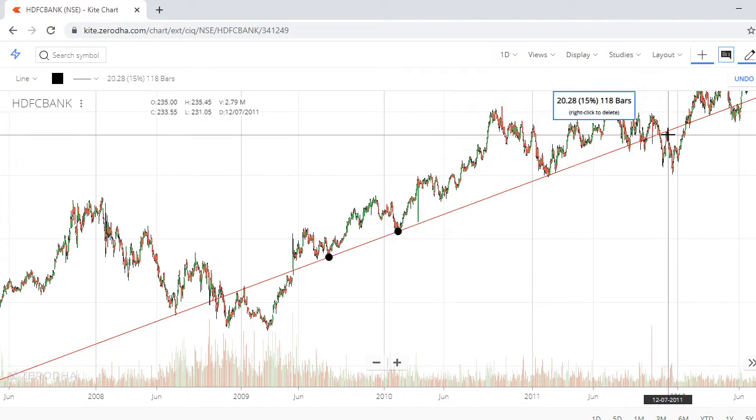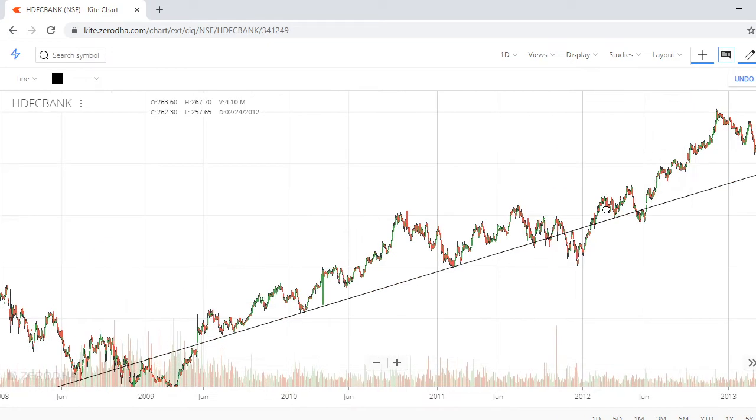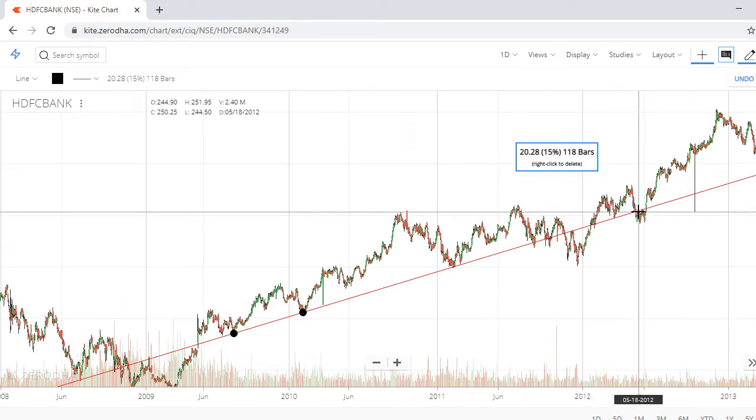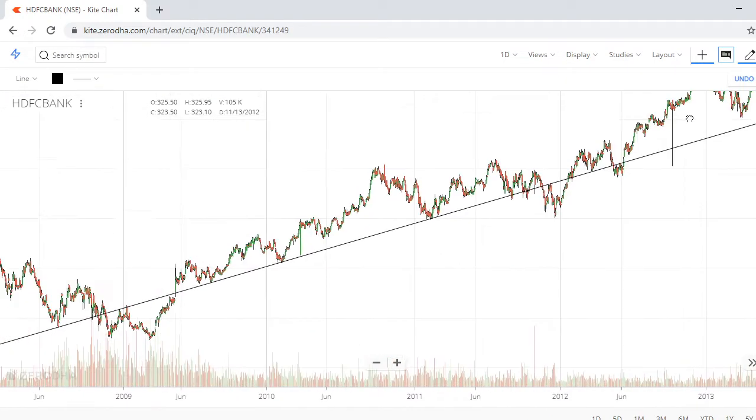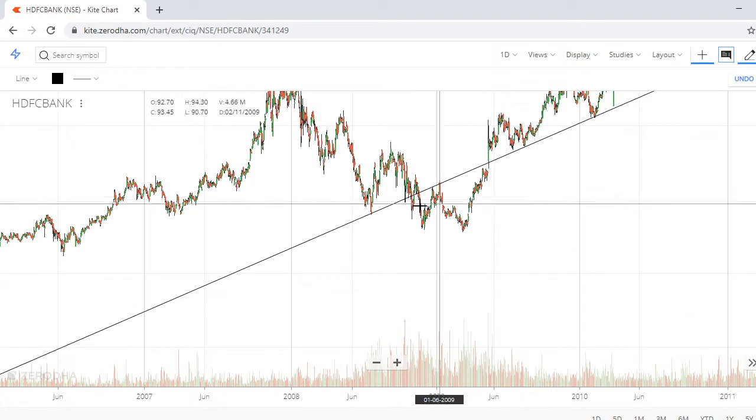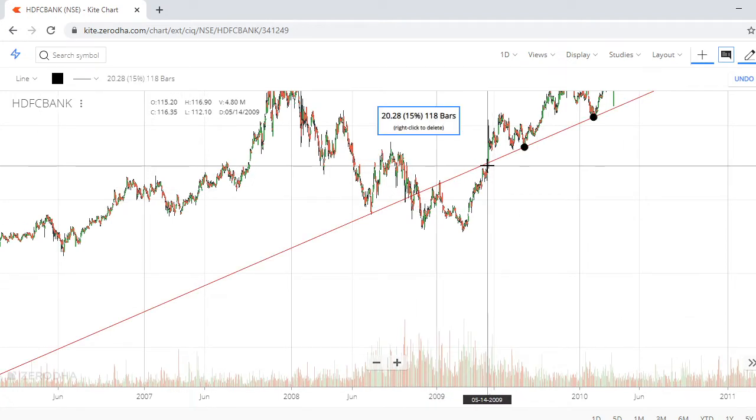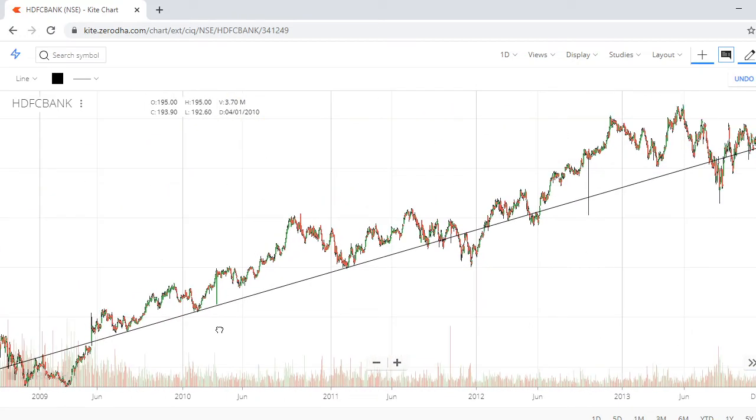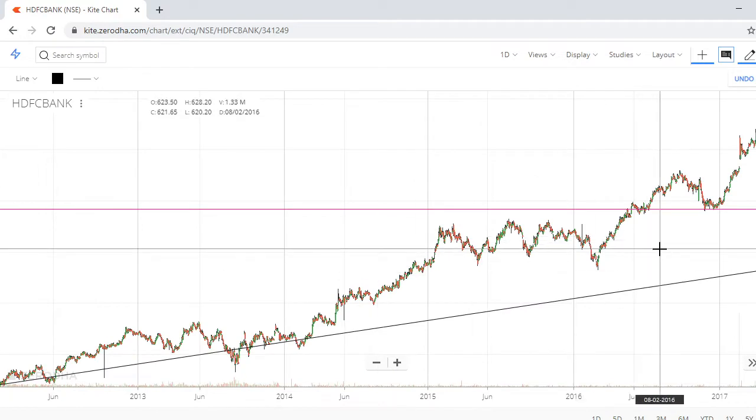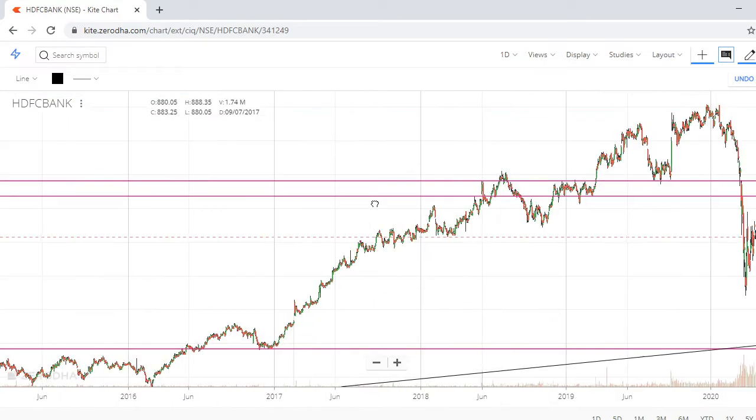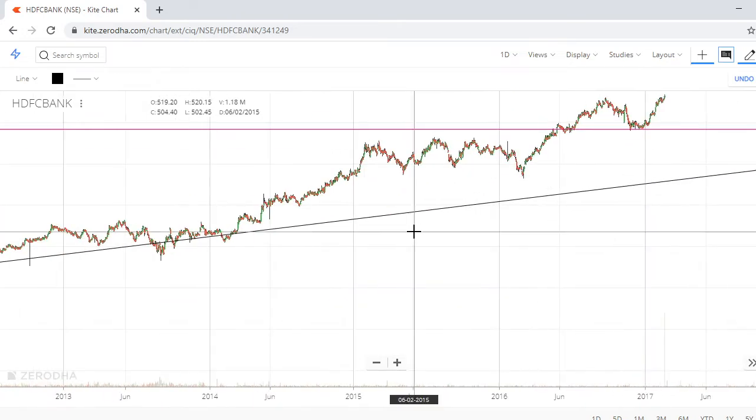Now it's broken here. It acted as resistance here. Then again resistance broken at this place. Now support, support. Started going up, going up, going up. It started almost in 2009, in May month. From then onwards, for almost 4-5 so many years it followed the trend line.